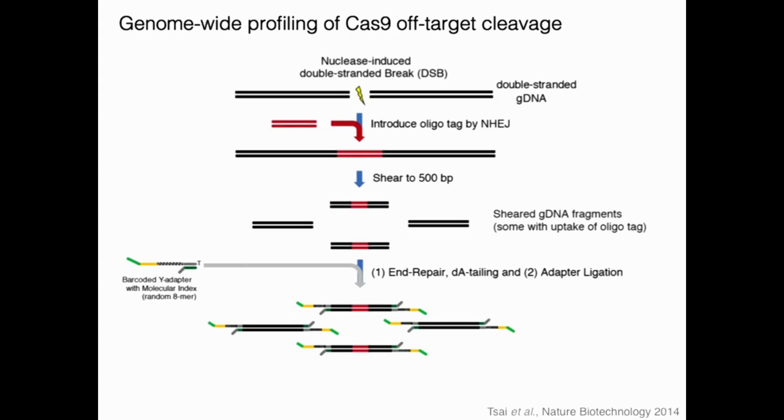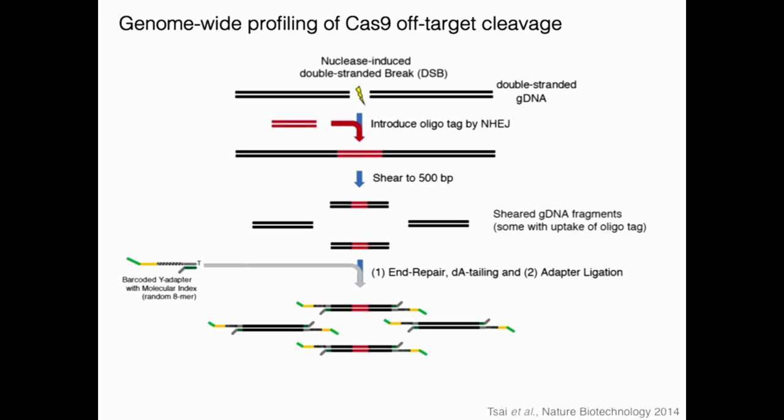So this study was done by Shengdar Tsai, a postdoc in Keith Joung's lab at Massachusetts General Hospital in Boston, who took advantage of these biochemical methods to attempt to enrich for these off-target sites. And essentially, the assay is very simple and also elegant, where you take double-stranded genomic DNA, well, the chromosome in your cells, and you introduce with Cas9 this double-strand break. However, the key is that you co-transfect in an oligo tag, which is exogenous sequence, so it's orthogonal to the genome, right?